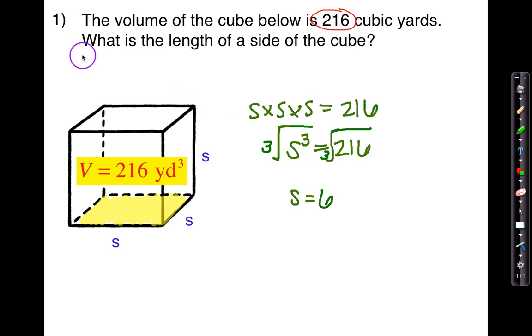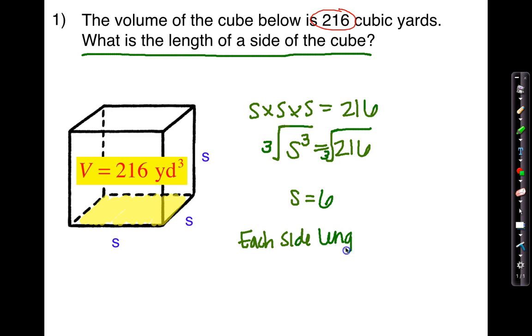So in order to answer the question, what is the length of a side of the cube, I would say each side length of the cube is 6. And since it's given in yards, I'm going to go ahead and say yards. Okay, so again, if you keep this sheet handy, you're going to be able to reference it really quickly. If not, you're going to have to guess and check, okay, what numbers to try and what not.